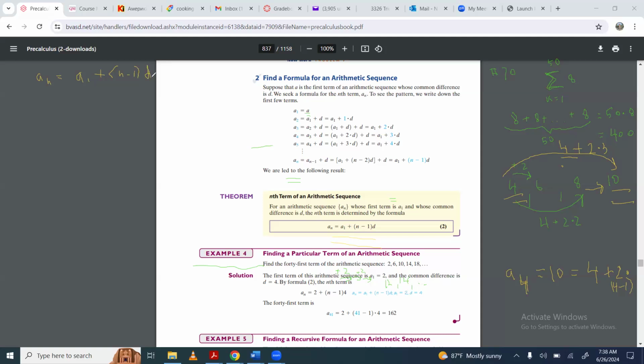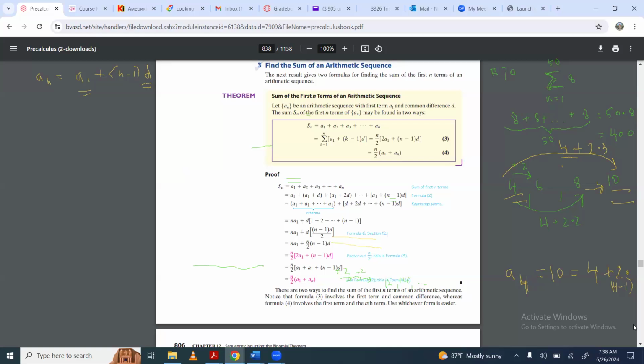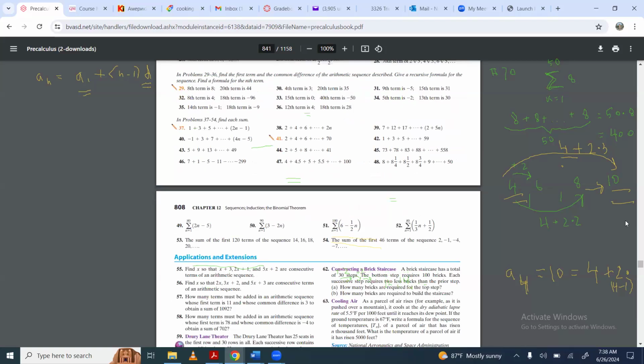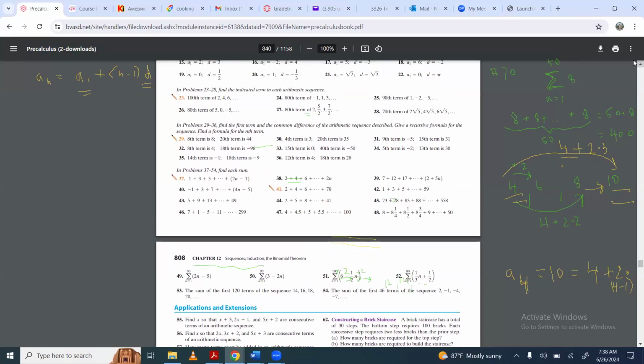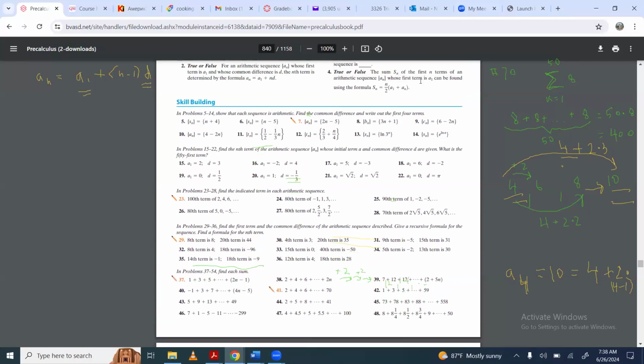So the difference is the key. And there are actually 2 things that I need to know to produce any term of this sequence. I need to know the first term, and I need to know the difference, the gap in between those terms. And that way I can produce all kinds of results in here. And that's what they're talking about. So let me do the exercise so we can check it out. So as usual, skill building exercises.